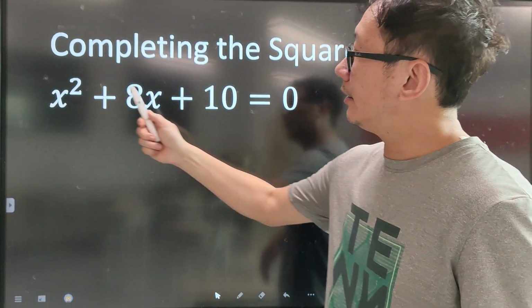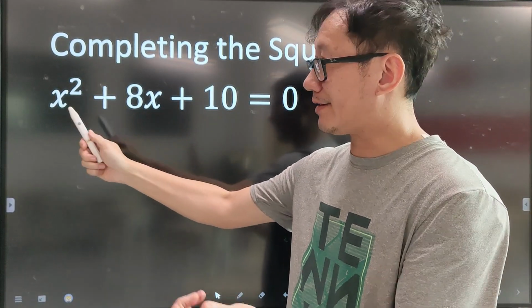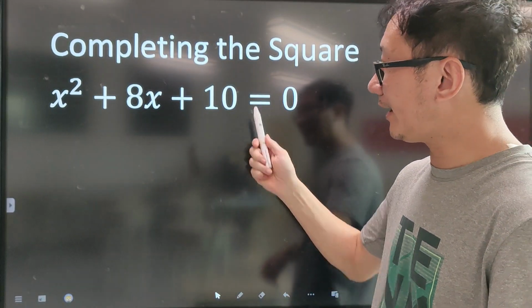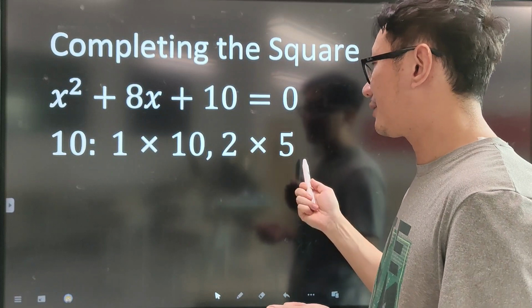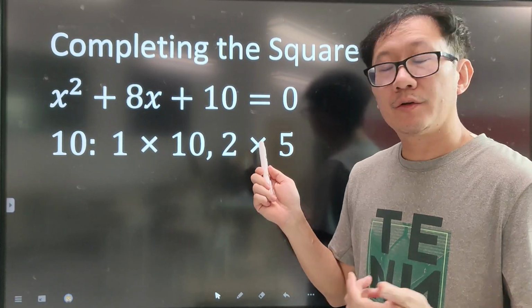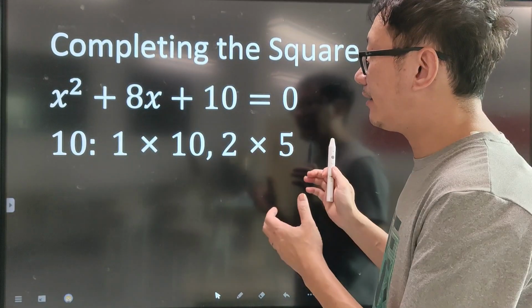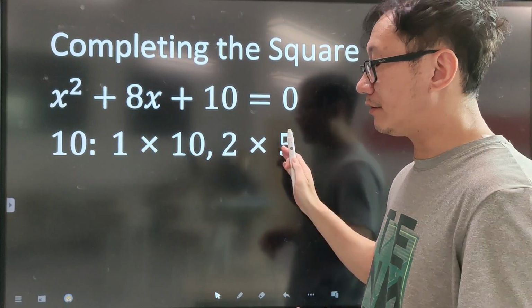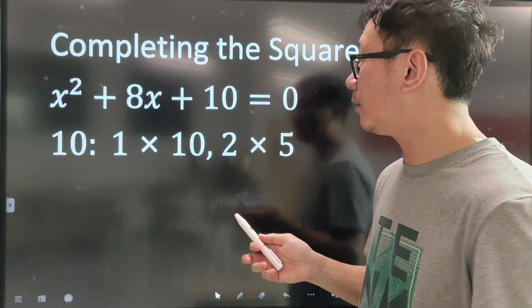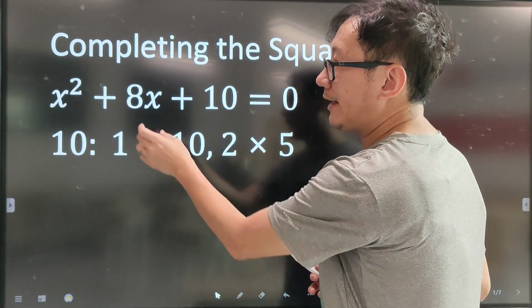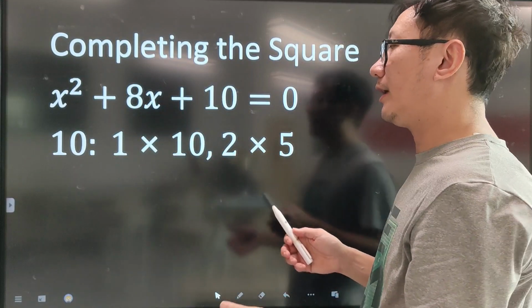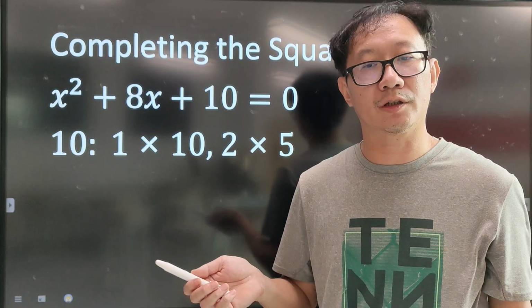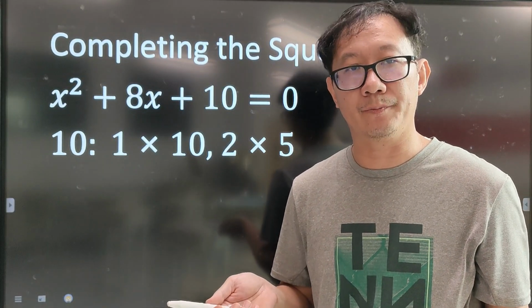So then, x squared is obviously x times x. 10 can be 1 times 10 or 2 times 5. Well, you see that I have ignored the negative counterparts here because I want two numbers to add up to a positive number. Obviously, two negative numbers won't work, so I have ignored them.